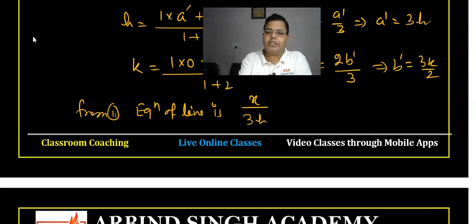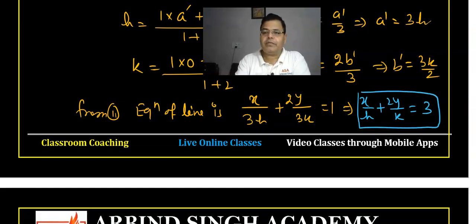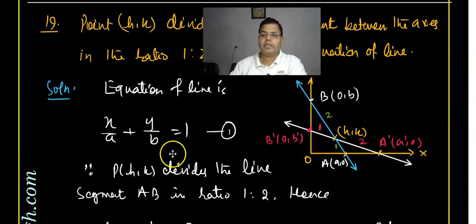x/a dash is 3h, and y/b dash is 3k/2, so 2 will come in the numerator, is equal to 1. That is, x plus h plus 2y/k is equal to 3. So that will also be an equation of a line. So there will be two equations of lines. So this is the equation.